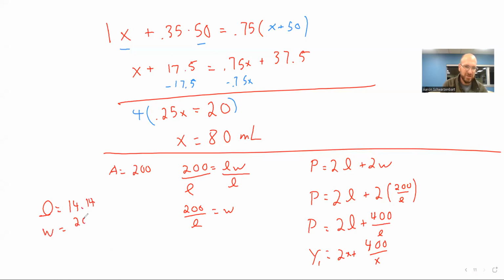Width is then 200 over 14.14, which might also be 14.14. This might be a square. It is. My width is also 14.14. The minimum perimeter for maximum area is usually, actually, I think it's always a square, unless there's some sort of restrictions. We're going to do one more application like this of designing a juice can.